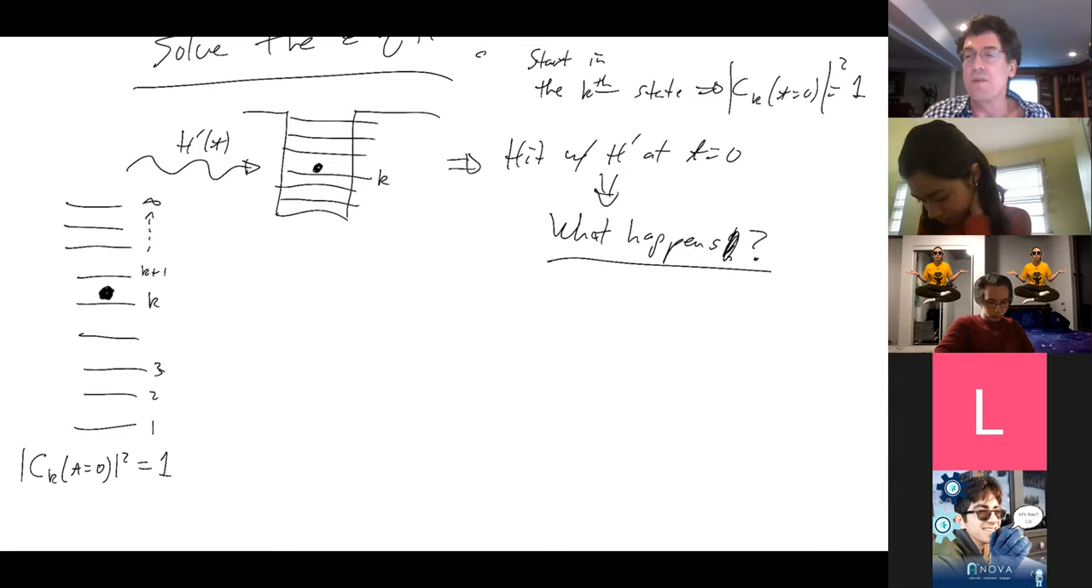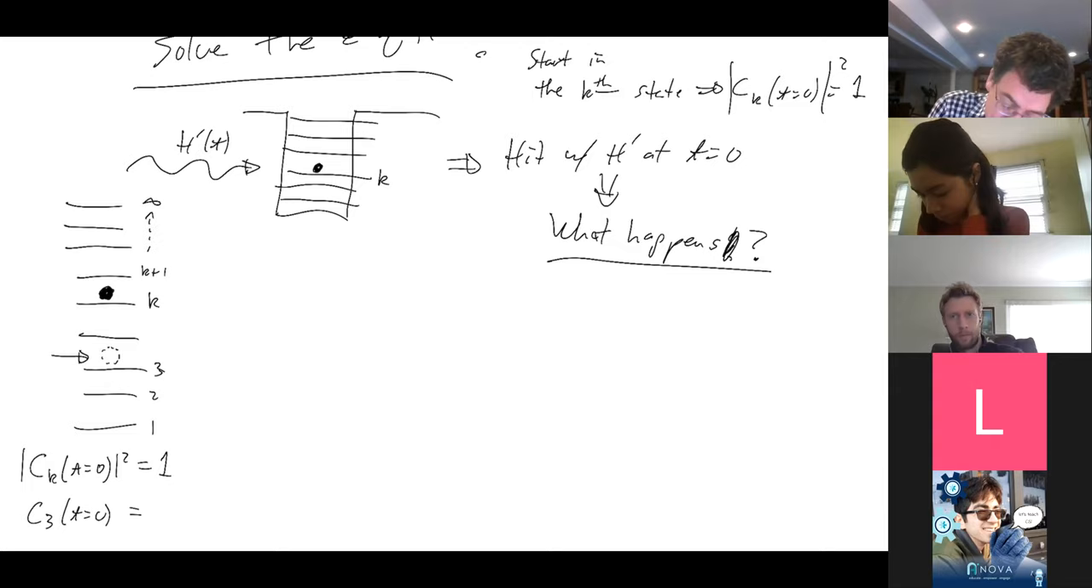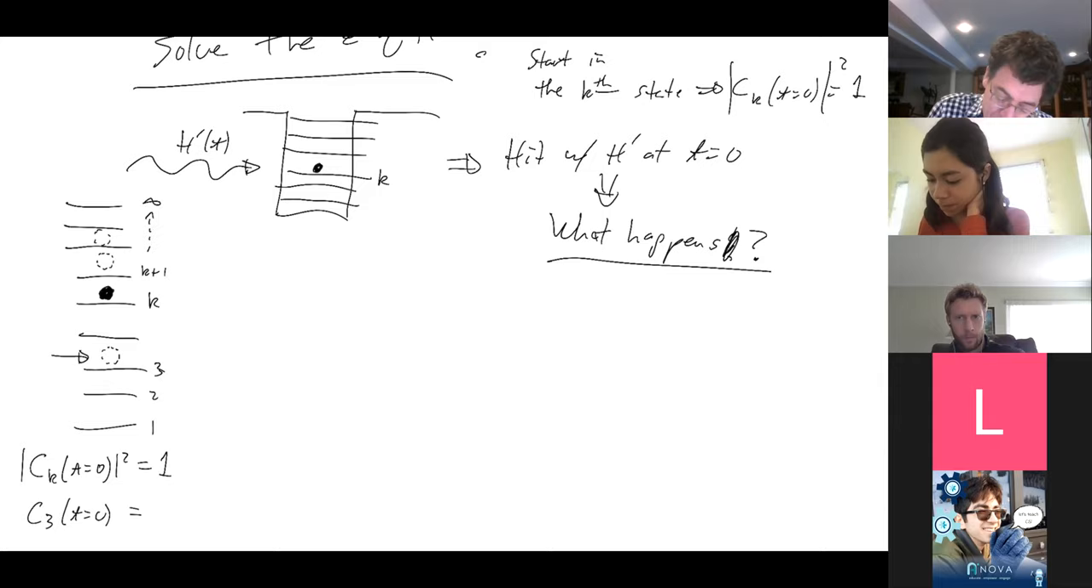How much green goo did this guy get? State number three, how much amplitude does he get? C_3 at t equals zero is equal to what? Zero. That's exactly right. He doesn't get any, because all the green goo got gobbled up by this kth guy. So these guys don't have any green goo. Okay, but now I'm going to turn on the light.